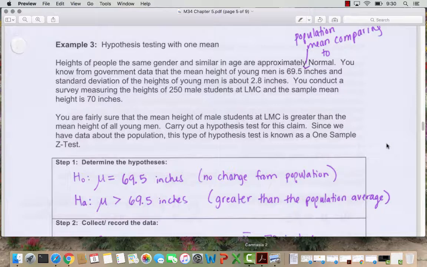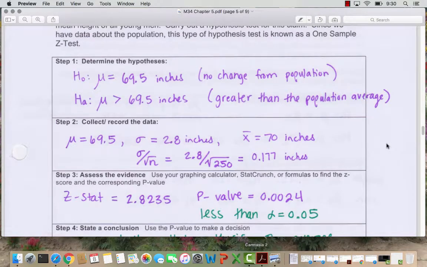We're told that the mean height of young men for the population is 69.5 inches, and the standard deviation for the population is 2.8 inches. You're conducting a survey to measure the heights of 250 male students at LMC, and your sample mean is 70 inches. So you think the mean height of male students at LMC is going to be greater than the mean height of all young men. So you are going to set up a hypothesis test.